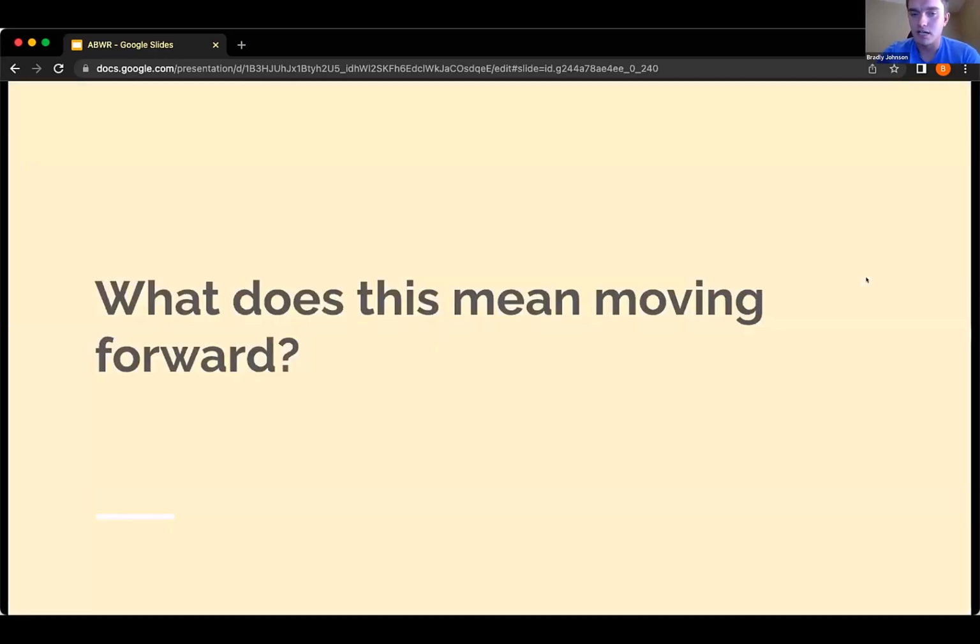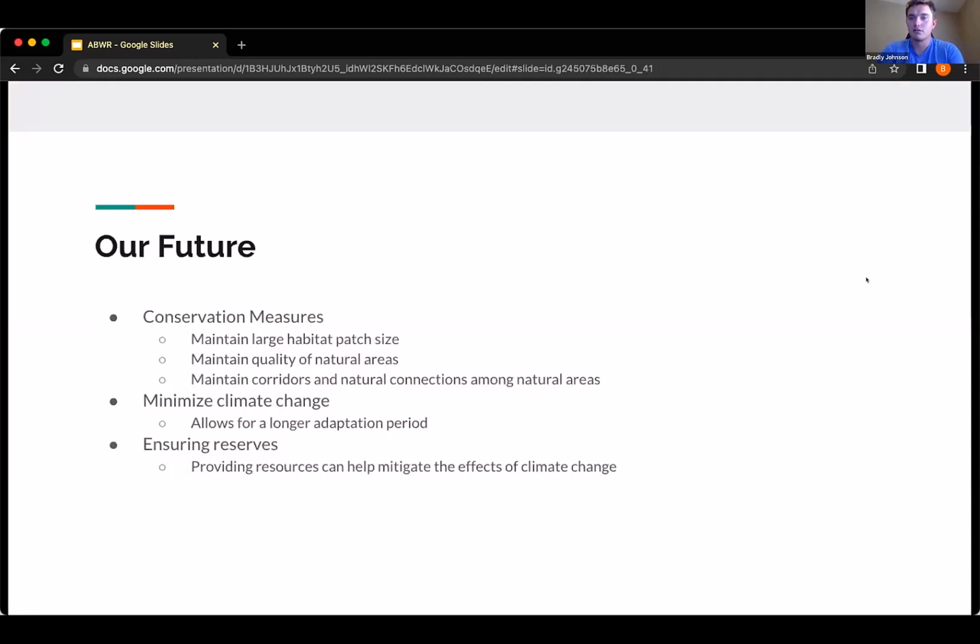So now we're just going to talk about what this means moving forward. For the future, there are 3 main ways to maintain these butterfly populations. The first would be conservation measures. Breaking this down, that would be maintaining a large habitat patch size, maintaining the quality of natural areas, and maintaining corridors and natural connections among natural areas.